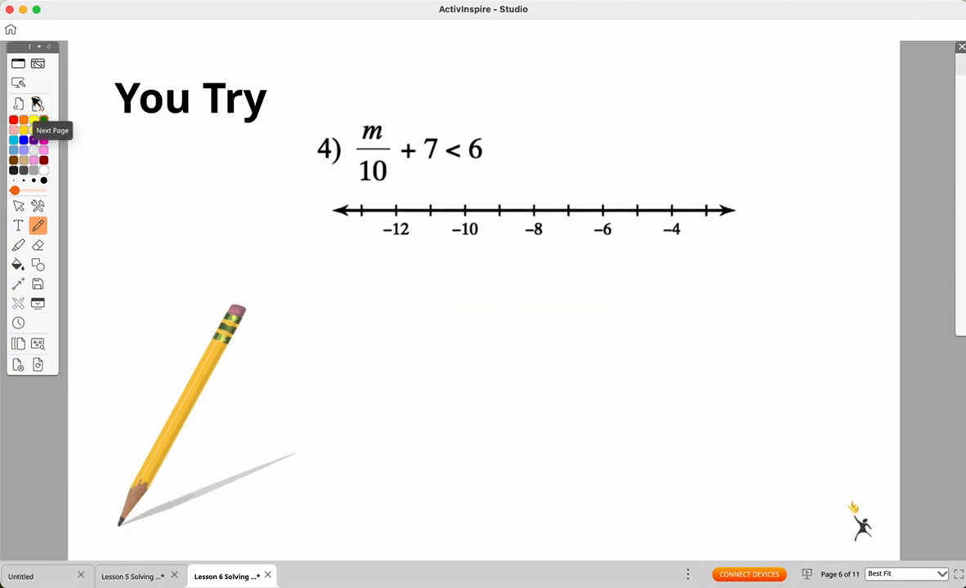It is your turn to try one. Now this one is not as easy. I didn't put a 1 on the bottom, but I did make it so that would work out pretty well. All right, good luck.